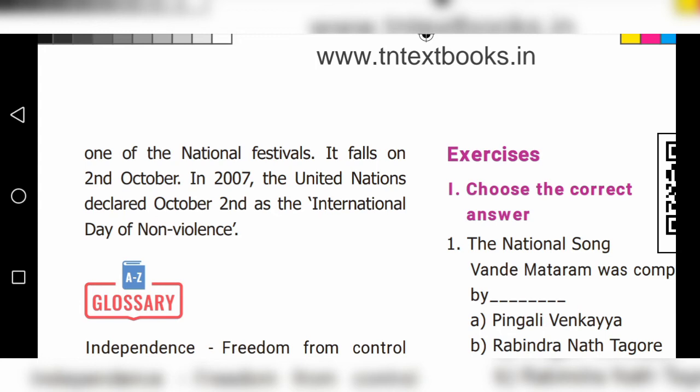Why, children, should we celebrate Gandhi Jayanti? Because Gandhi led us to independence from British rule. So Mahatma Gandhi is called the father of our nation, and his birthday is celebrated as Gandhi Jayanti. The United Nations declared October 2nd as the International Day of Non-Violence. Other countries also celebrate October 2nd as the International Day of Non-Violence.